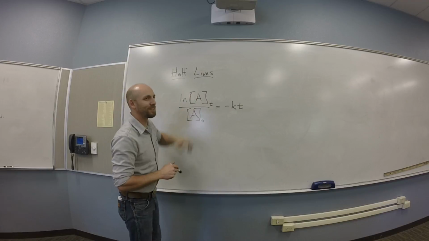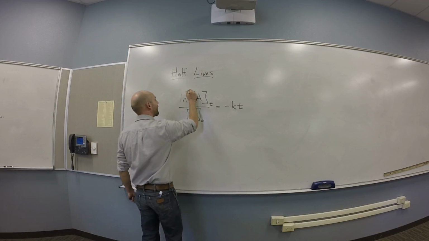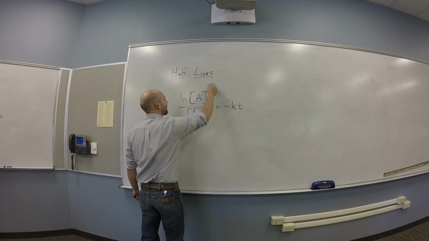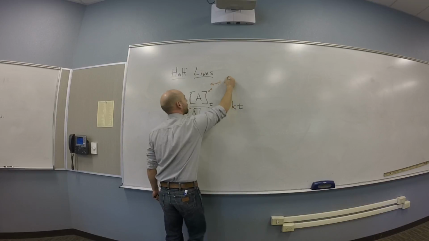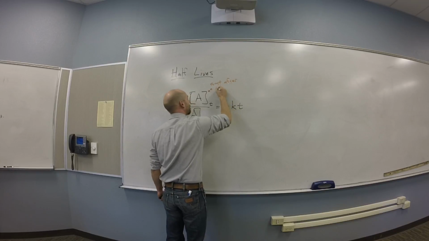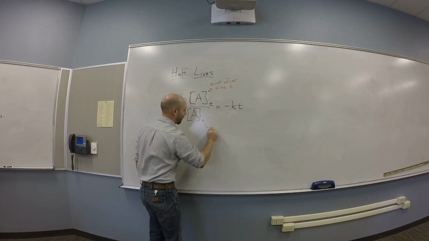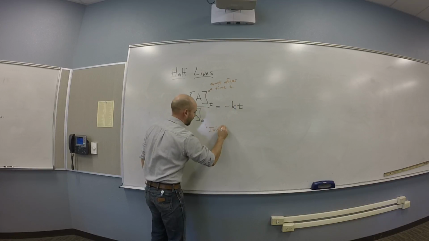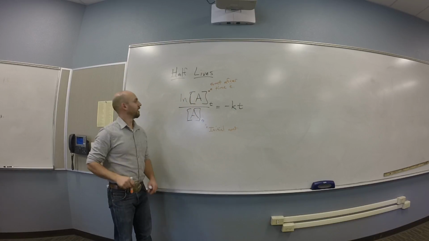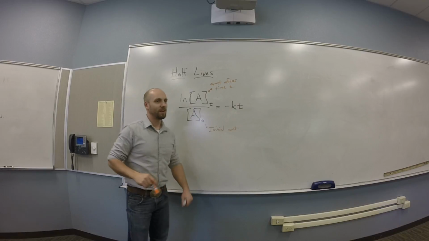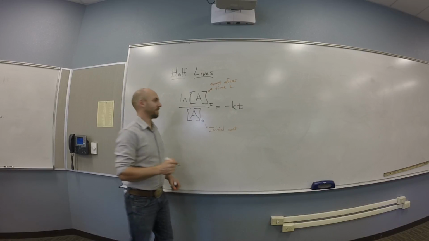So what does this thing represent? Let me guess. This whole thing is the amount after time t, and this is the initial amount. And k is the thing you're interested in, the decay rate.